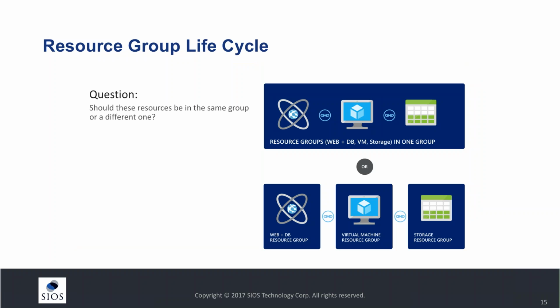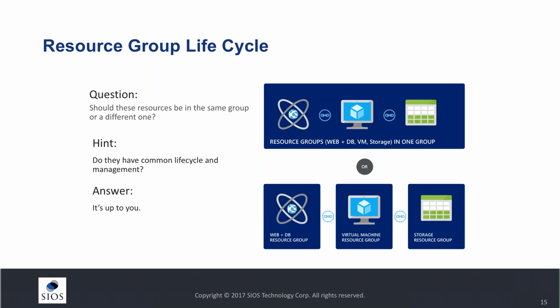So this is kind of, I didn't set up a poll question for this, and I suppose I should have, but this is kind of a way of grouping resources. And the question here is, should these resources be in the same group, where we have a resource group, a web, a database server, with a database VM rather, and some storage in one group, or should they be in multiple groups? And the answer to this question is, do they have a common lifecycle and management?